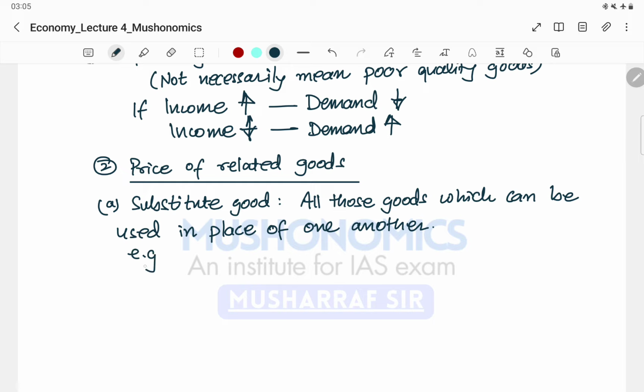What do we mean by this? For example, tea and coffee. Tea can be replaced by coffee, or for example, Coke and Pepsi. So these are what? Substitute goods. You can substitute one good with another good, right?